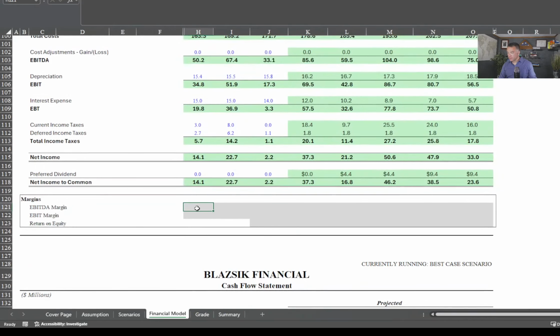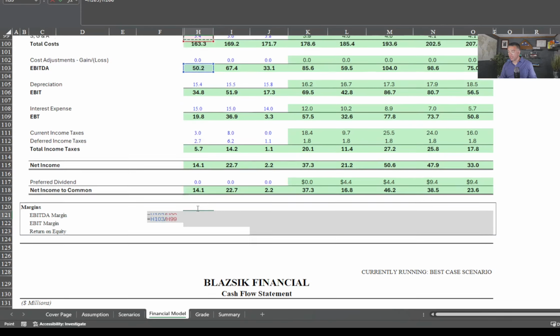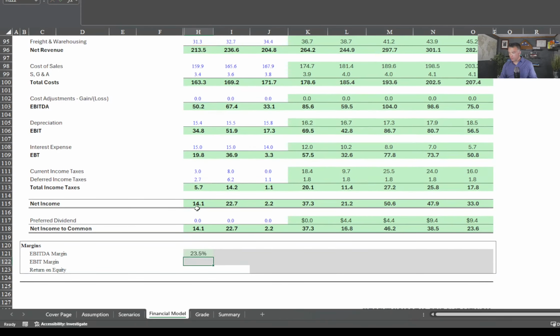Okay, first thing we want to solve here is EBITDA margin. So what I'm going to do is find it right above, which is going to be on the income statement. I'm going to divide that by our net revenue. Next we want to find what is the EBIT margin. So I'm going to take the EBIT and then divide that by the same thing, the revenue.